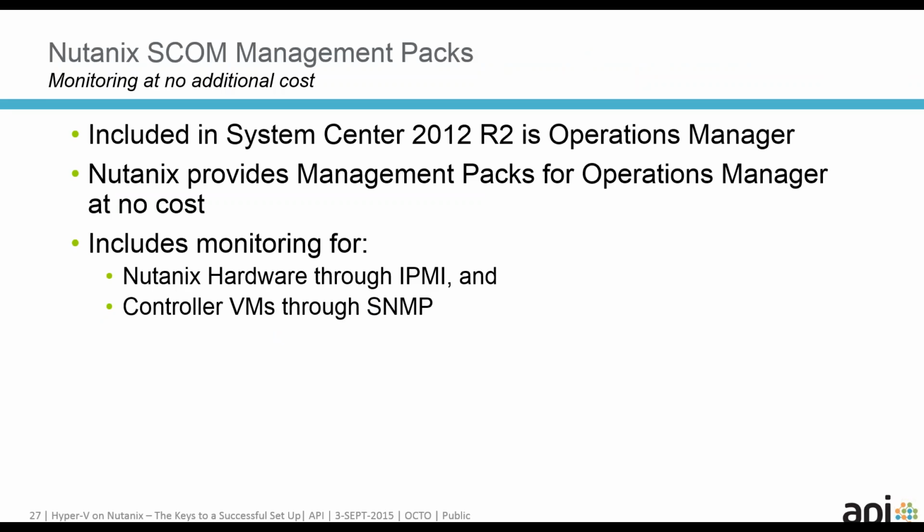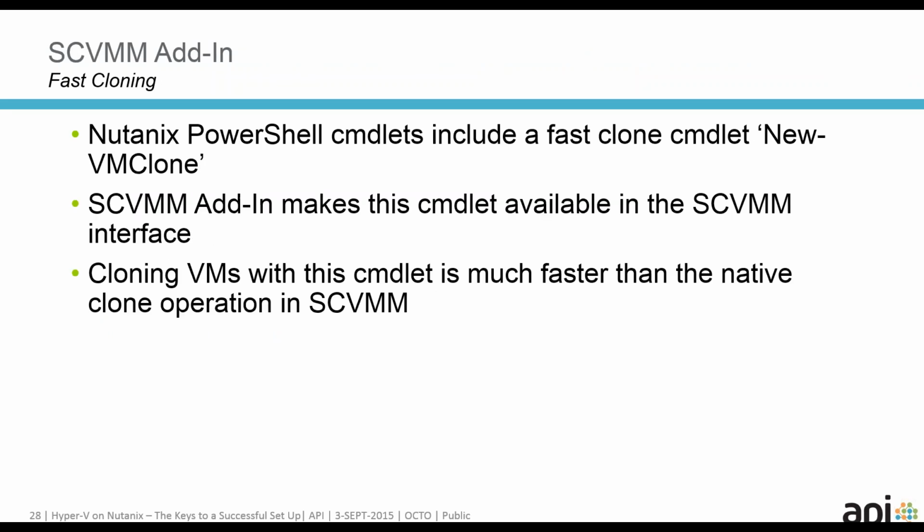Some recommendations here. This is just my thing, right? Just kind of going off topic a little bit here, but since you're licensed for Operations Manager anyway, because you have System Center, you might as well leverage the management plugins that Nutanix offers for free. So load them on the SCOM, and now you'll get hardware alerts as well as controller VM alerts. Lastly, the SCVMM add-in, which allows you to use the fast cloning commandlets that are available to Hyper-V servers from the SCVMM GUI itself.